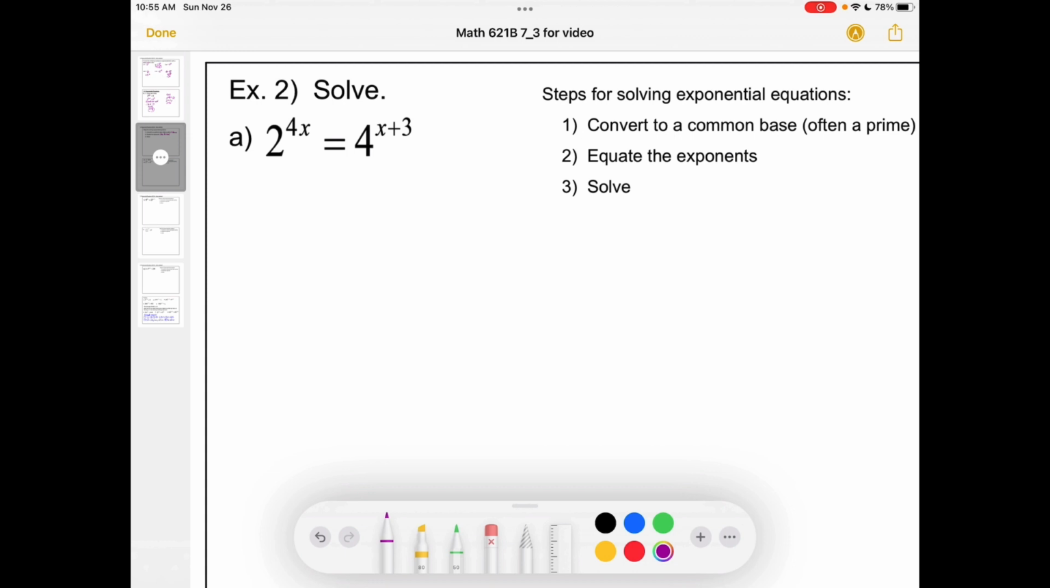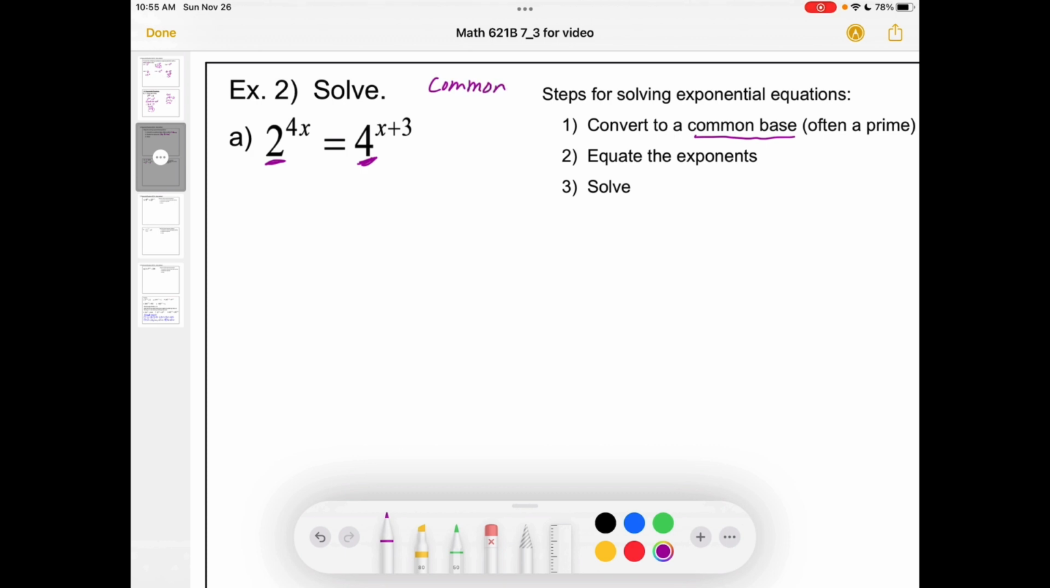Okay, moving on. I've put my steps over there to the right. You don't necessarily need to copy those, but you do want this question. When I look at this question, I look at the bases and go, okay, there's a base of 2 and there's a base of 4. What base could they share? How could we get a common base?